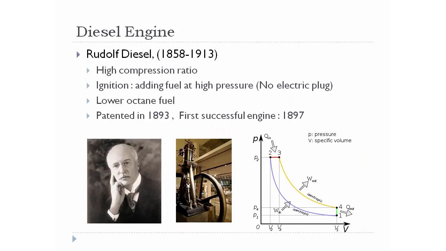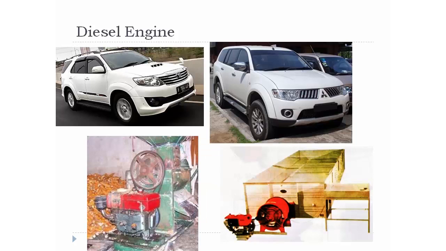After that, Rudolf Diesel created the diesel engine. What's the difference between the diesel engine and the normal 4-stroke engine? Diesel engine has a higher compression ratio, and besides that, the ignition is not from an electric plug, but just from compression. And this is an example of a diesel engine.